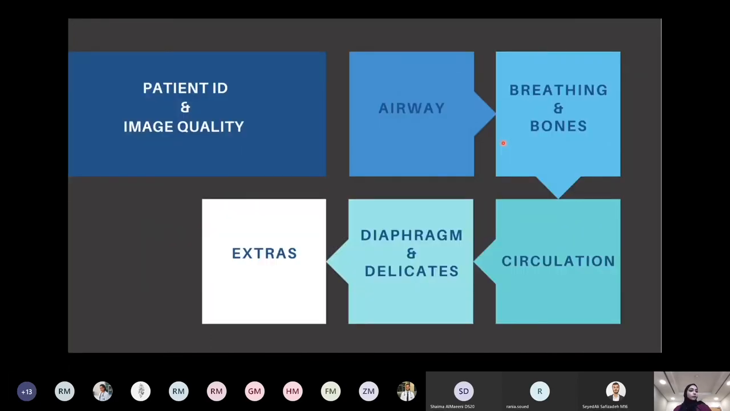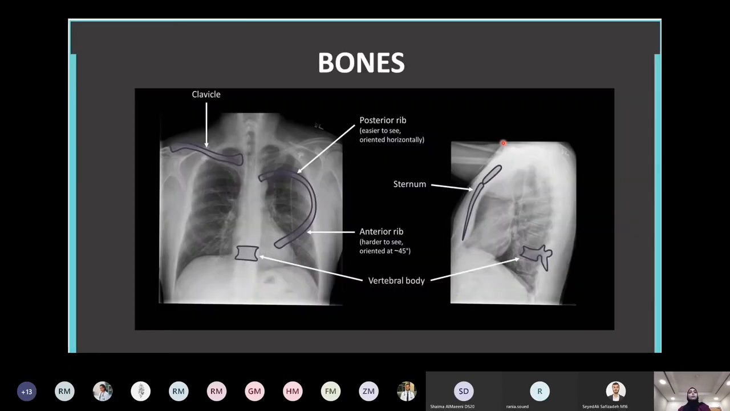Now moving on to breathing and bones, we'll start with bones. When I talk about bones, when it comes to chest x-rays, I talk about every single bone that surrounds my thorax or my thoracic cavity. So I have the clavicles, which are my collarbones, my vertebral body in the back, my ribs, my sternum, my manubrium. I need to look at those bones, make sure everything's in place, nothing's fractured, etc.